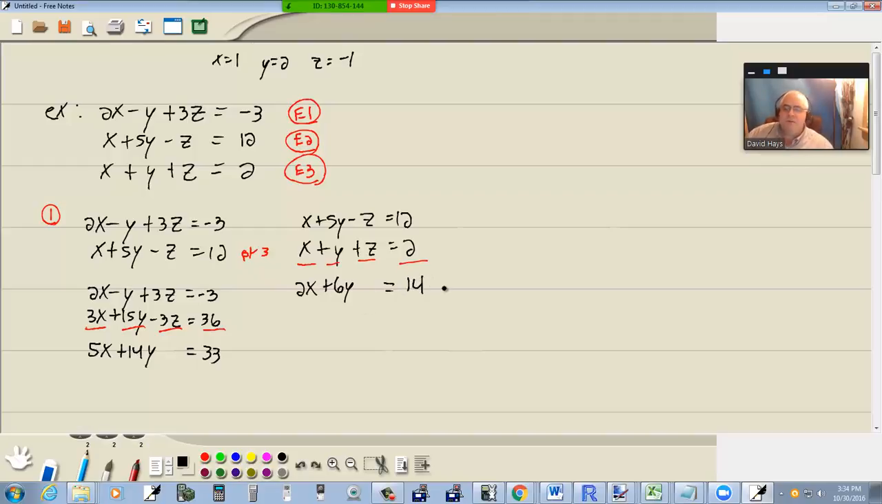And if all of your terms are divisible by the same number, you do so. These are all divisible by 2. So 2 divided by 2 is 1, or 1x, or x. 6 divided by 2 is 3, so we got 3y, and 14 divided by 2 is 7. Now this will be equation 4, and this will now be equation 5.